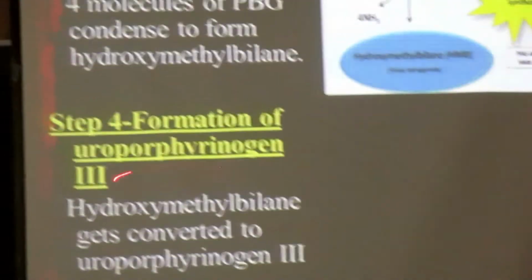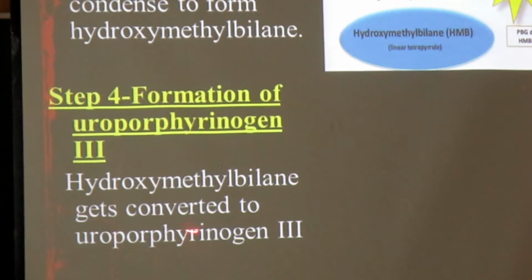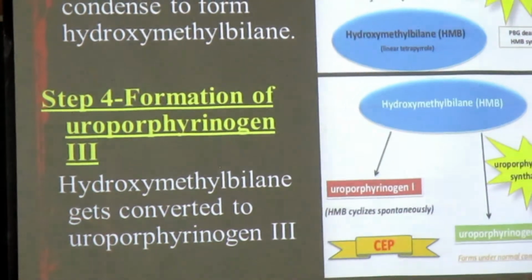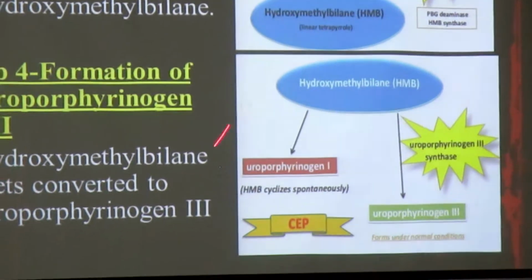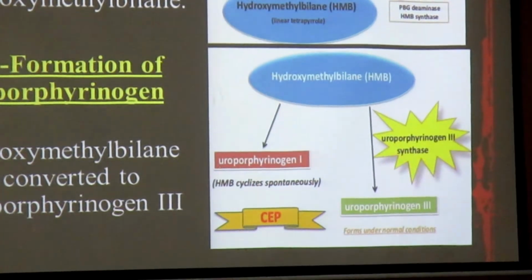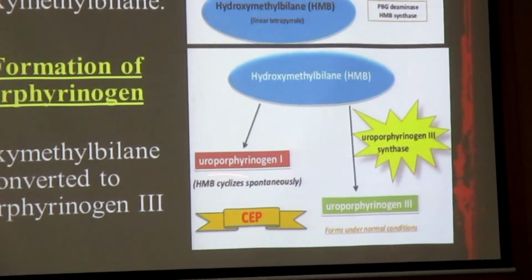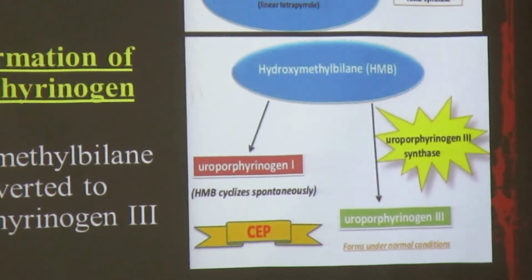Next step is formation of uroporphyrinogen III. This linear tetrapyrrole cyclizes to become uroporphyrinogen III in the presence of uroporphyrinogen III synthase. Also, uroporphyrinogen I is synthesized, but it is less in normal conditions. If there is an increase in uroporphyrinogen I, then it leads to some types of porphyria.